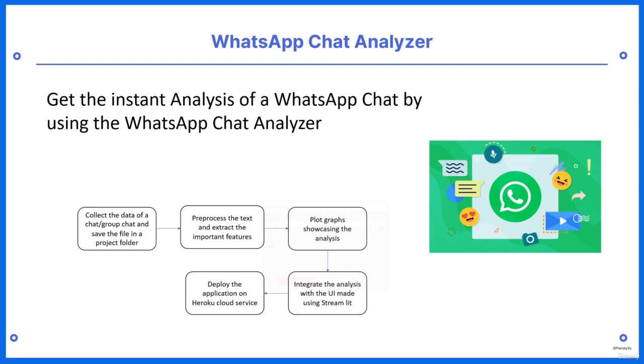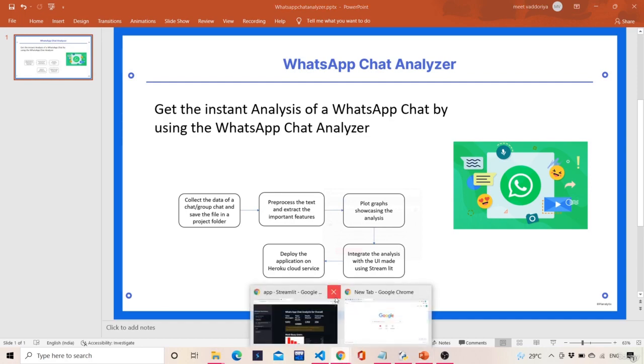So for that, we need to collect the data from a personal chat or a group chat, and then save the text file in a folder. Then we need to run some code for extracting the features from the text. After that, we need to plot graphs and show the analysis, and then integrate the analysis with the UI, which we will be making using Streamlit. Then we will be deploying this whole application on the Heroku cloud. So let's see the demo of it once.